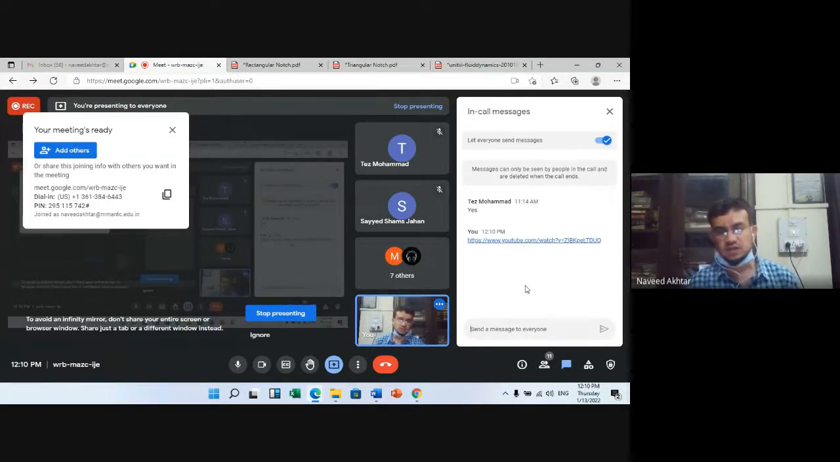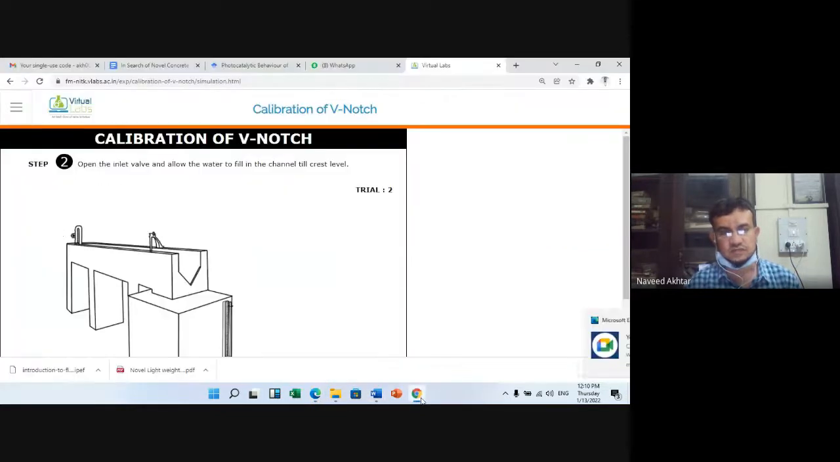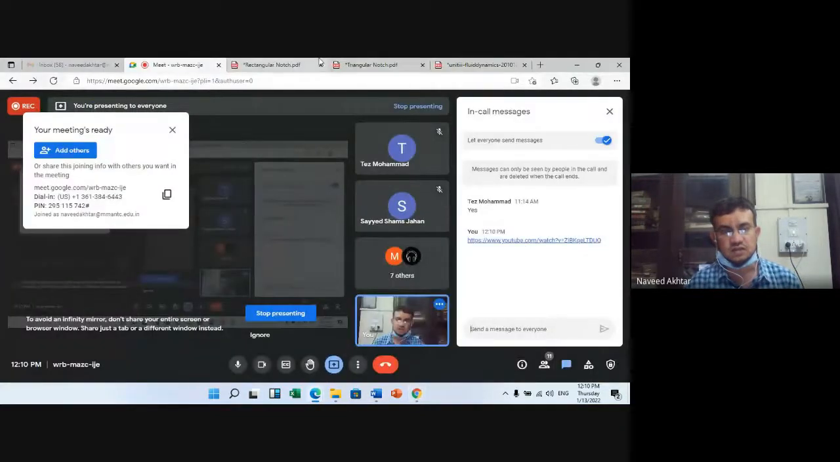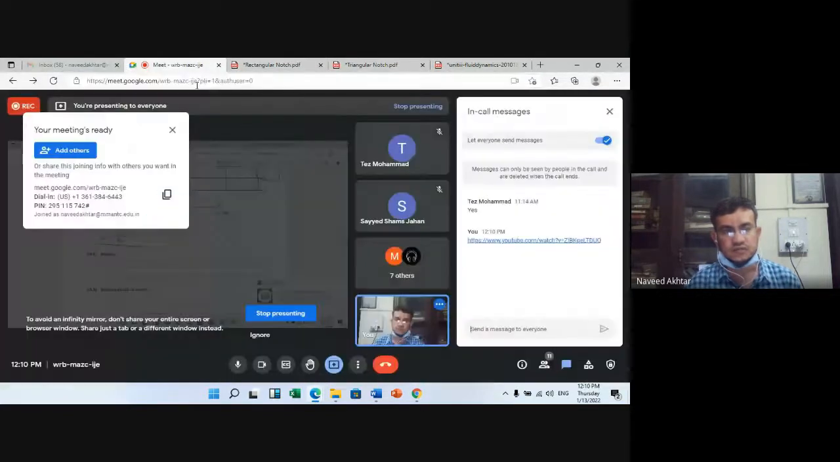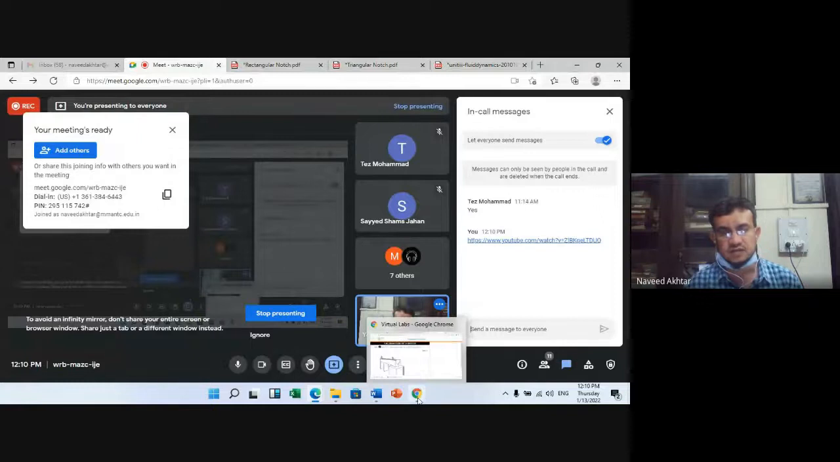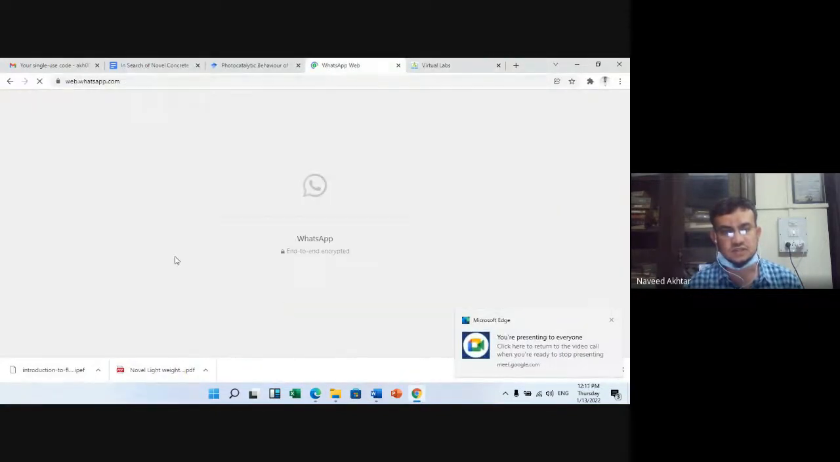Write down this. You will get the link also, and I will share it with you on the WhatsApp group also. Links for the practical to perform for the rectangular notch, for the triangular notch, and other practicals. I will share the links, and you have to perform the virtual practical and video practical. You can see them online. Okay.